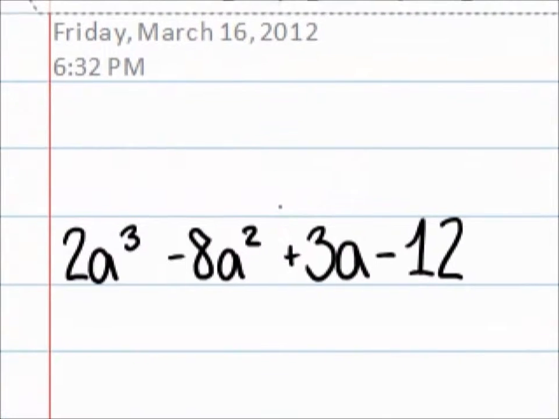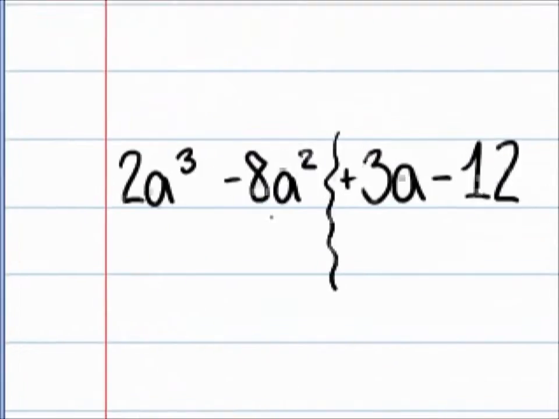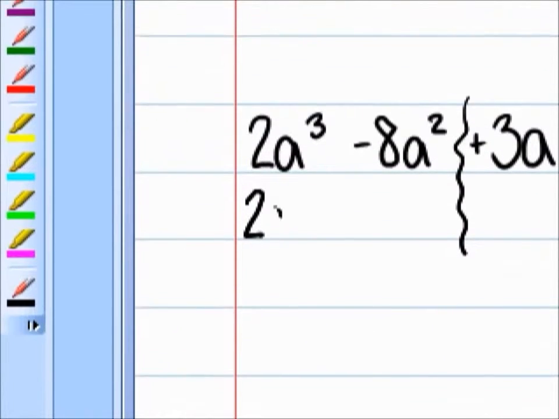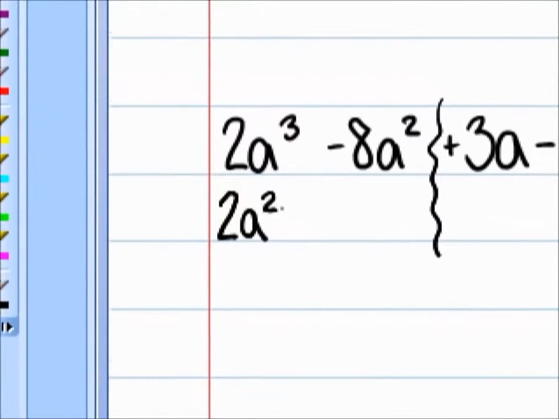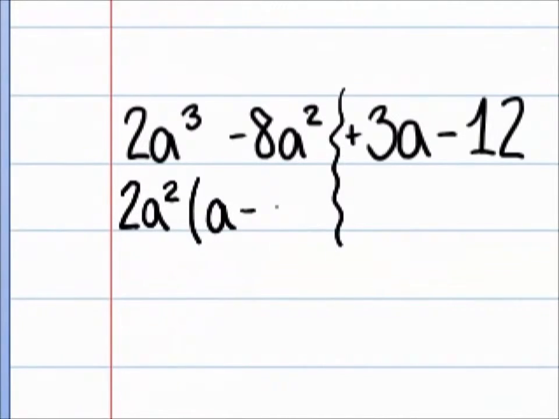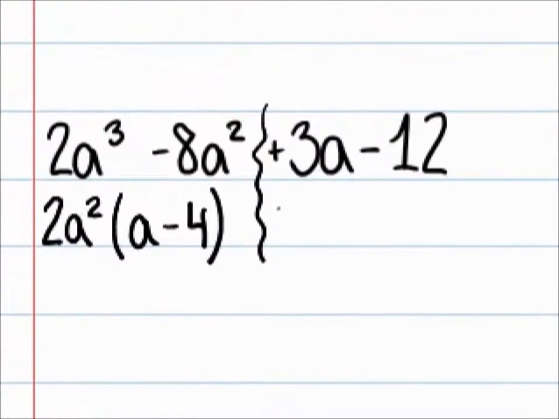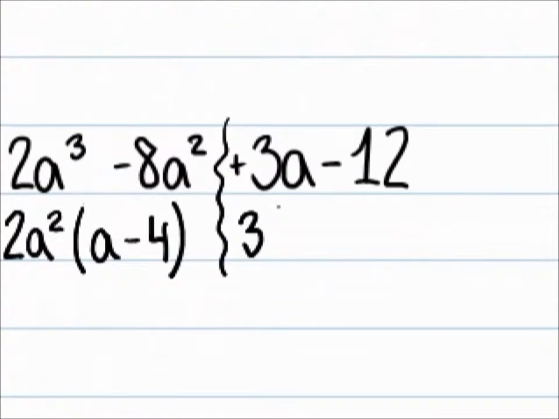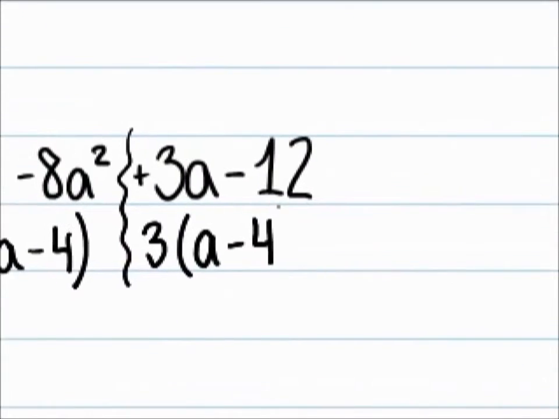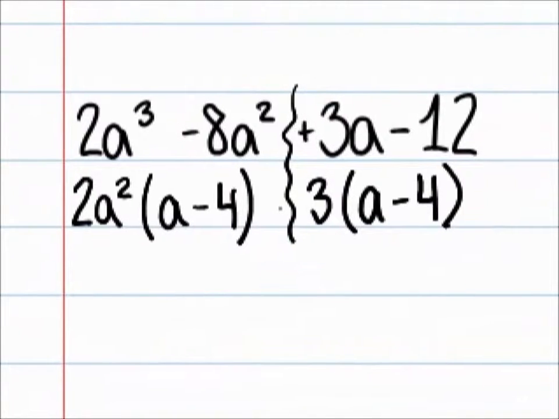Well, let's break it down the middle, right there. For the first one, we have to find the GCF, which would be 2a squared, and that would be a minus 4, right? Same thing for this one, so let's do 3a minus 4. Alright, so both of them have a minus 4.